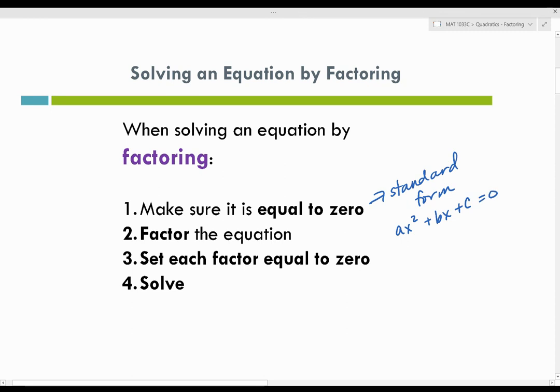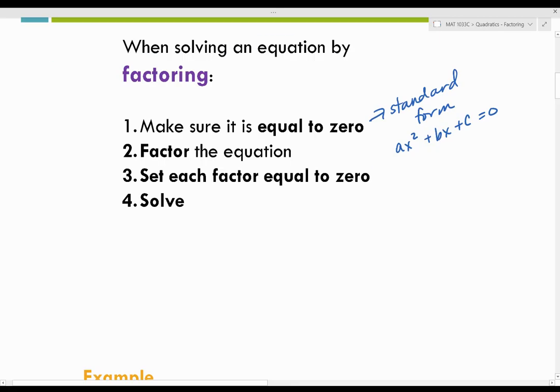Okay. Step 2, you're going to factor the equation. So all of those methods that we learned to factor before, like difference of two squares, sum and difference of cubes, taking out the GCF, all of those will come into play in the second step. Then in step 3, you're going to set each one of your factors equal to 0. And then step 4, you're going to solve. Okay. So let's work through some examples.